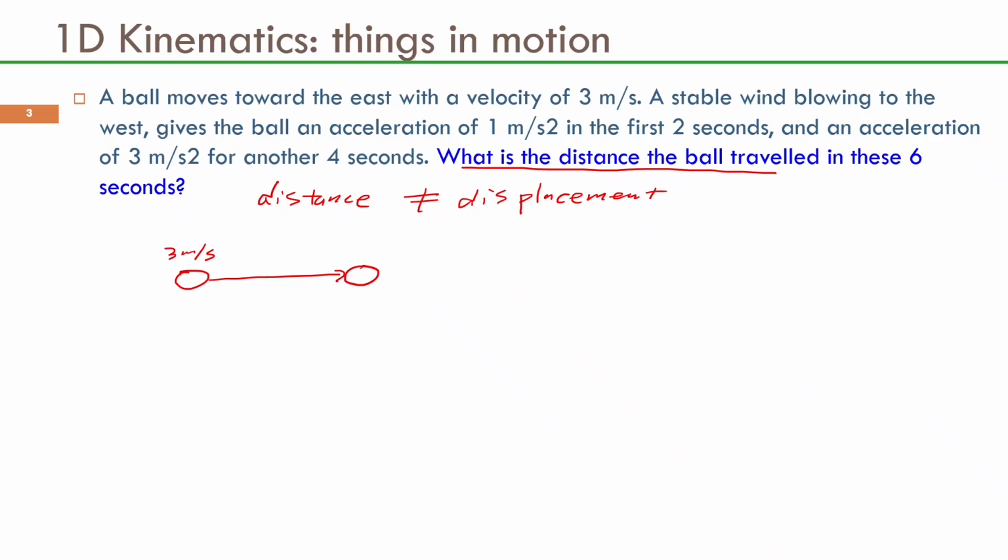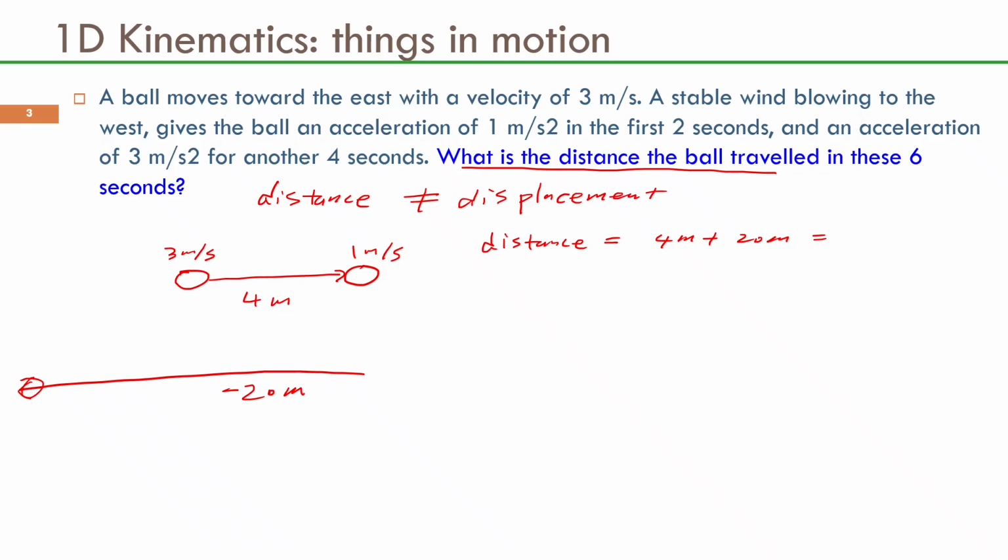Then after 2 seconds, it travels 4 meter. The velocity becomes 1 meter per second. We solved that in the first part, right? And in the second segment, we know this ball actually travels what? Minus 20 meter, right? So some student might say my distance actually equals 4 meter plus 20 meter. So the distance is actually 24 meter, which is not correct.